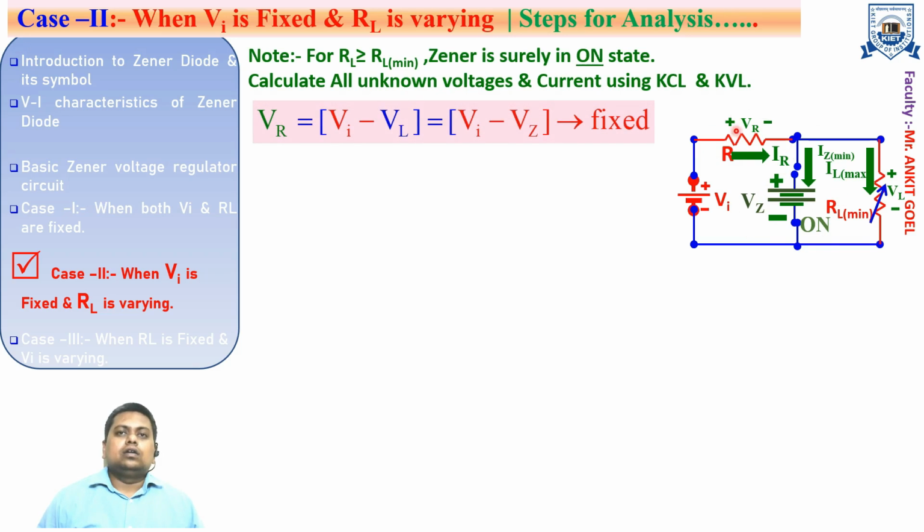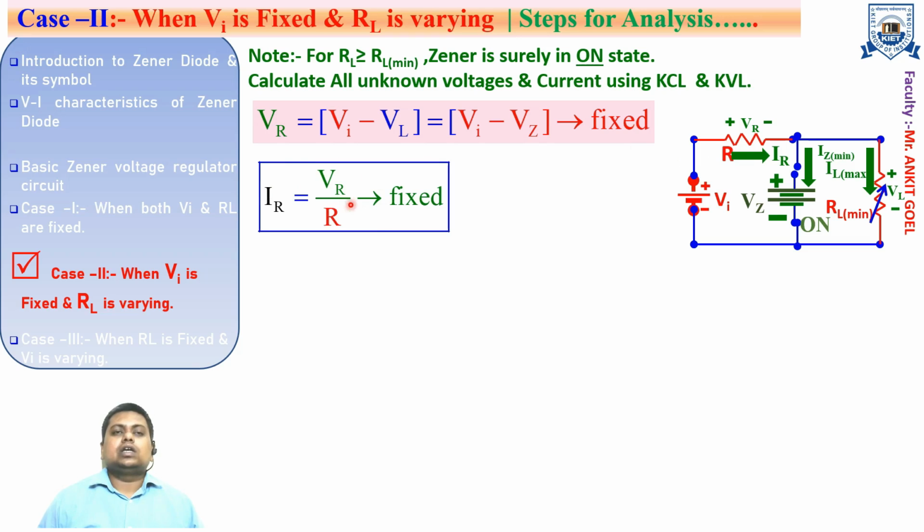Let's find the series resistance voltage, that is VR. It is nothing but the difference between the input voltage and the load voltage, right? The load voltage is the same as the Zener voltage, so VR can be given as Vi minus Vz. Since both quantities on the right hand side are fixed, VR, or the voltage across the series resistance, is a fixed quantity. Once VR is divided by R, you will get the series resistance current, that is IR, VR upon R. Since both quantities are fixed, you get the series resistance current as a fixed quantity.